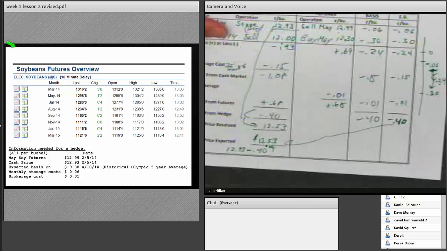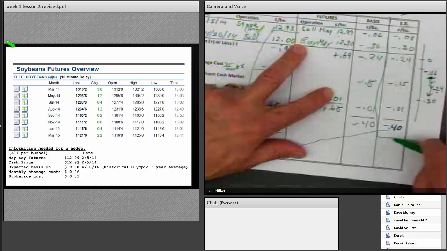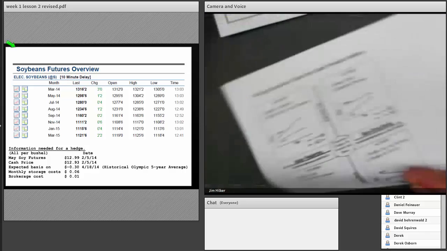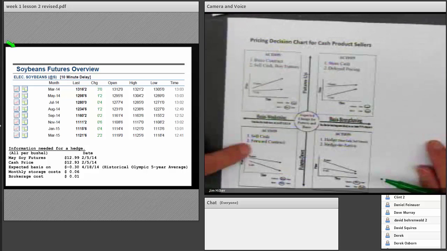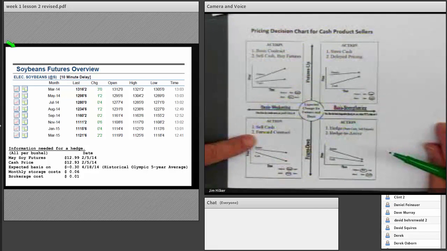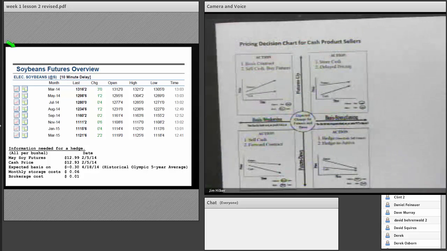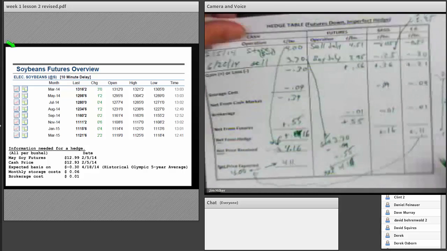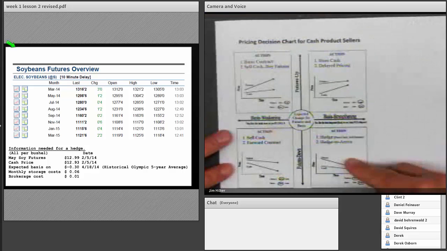So this is an example. Just by doing this column, I can tell my right and left. This number's negative, same corn price, same cash price, same expected basis. We're going to use the tool on this side. Monthly storage cost is 2, brokerage cost is 1. Okay, now these are positive cost. We're going to use one of the tools. So I come down on this side, and I'm not necessarily doing a hedge.